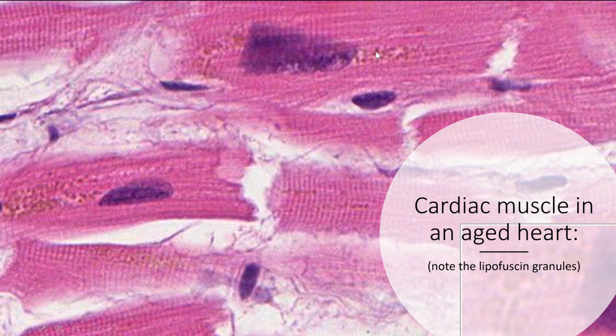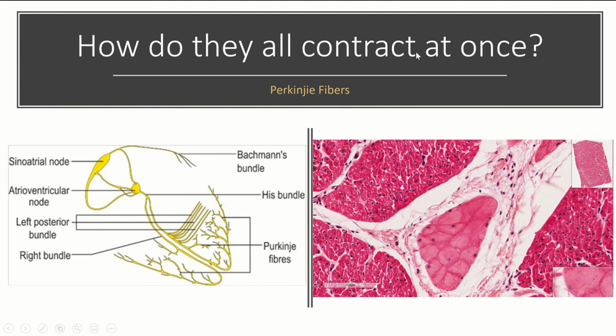So here you can see those lipofuscin granules more up close. So it's this kind of granularity that they see. And it is just kind of leftover stuff that didn't get digested properly, so it just kind of builds up. Okay, so remember we said that these cardiac muscle cells, it's important for them to all contract at one time. Part of the way that they do that are those intercalated discs. There's a lot of ways that they achieve that, actually.